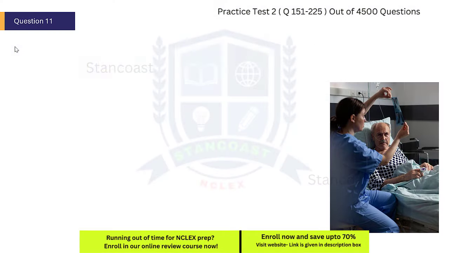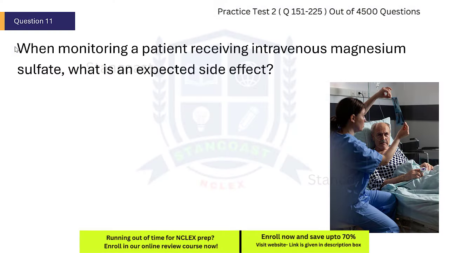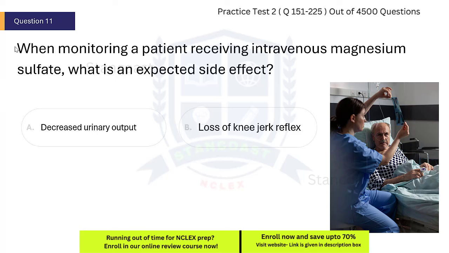When monitoring a patient receiving intravenous magnesium sulfate, what is an expected side effect? A. Decreased urinary output. B. Loss of knee-jerk reflex. C. Extreme sleepiness. D. Slower breathing rate. Think about the common side effects of magnesium sulfate. The correct answer is C.